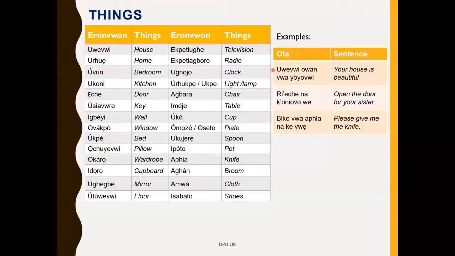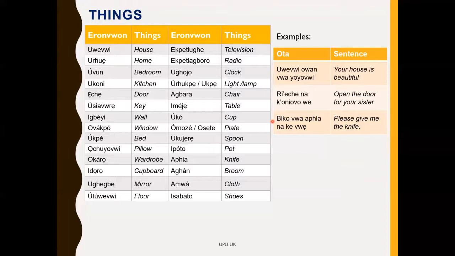So we want to say, your house is beautiful. Your house is beautiful. And then, open the door for your sister. Rekena koni overwe. Remember oni over can equally be used for brother as well. So rekena koni overwe. Open the door for your sister or brother. Biko waviana kewe. Yeah, please give me the knife.